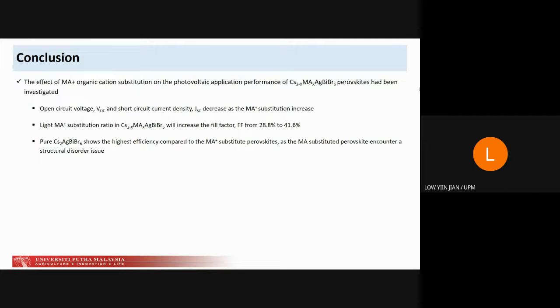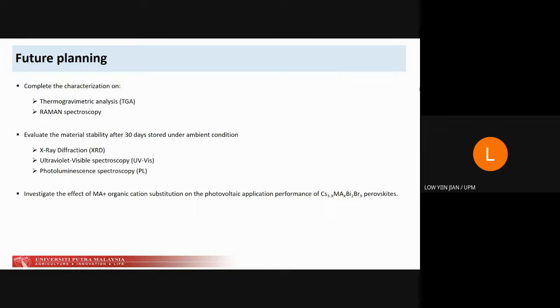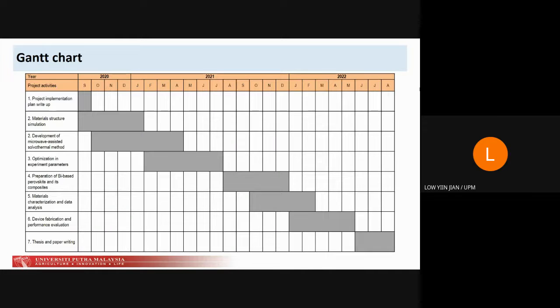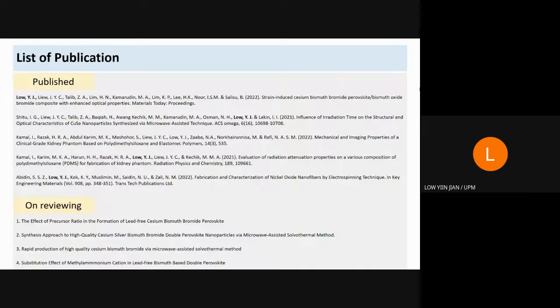So these are some future plans, because I only have around 10% of my project left and haven't received the results yet. So these are my Gantt charts during my PhD study, and this is my list of publications.